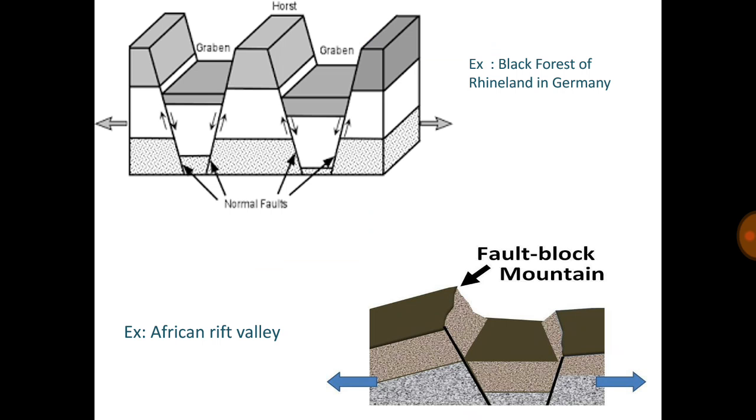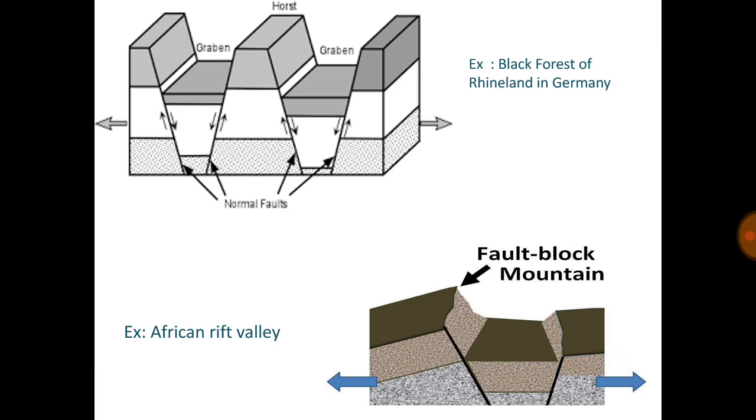In this diagram we can see how a block mountain is formed. The graben part, we can see, the block has slid down because of the compressive force, and on the sides the blocks are already at a higher level, and this is known as horst, and it is known as block mountain, and the graben part is called a rift valley. So an example of this is the Black Forest of Rhineland in Germany, and the second diagram is an example of reverse fault.